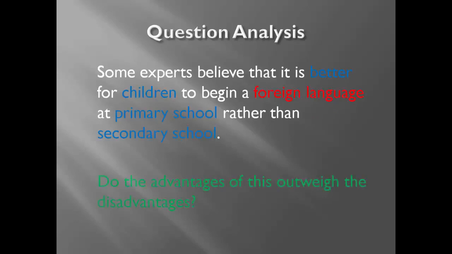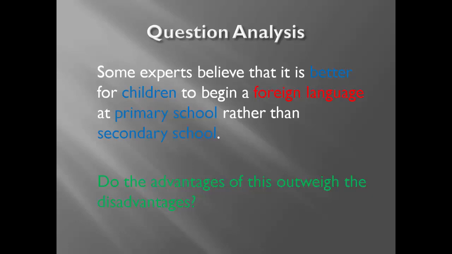Okay. So, in this question, some experts believe that it is better for children to begin foreign language at primary school rather than secondary school. So we need to answer this question about children, and we need to answer this question about primary school children rather than secondary school children. If we don't do that, we haven't answered the question. And we also have to think about advantages and disadvantages. So we have to use all of these things.